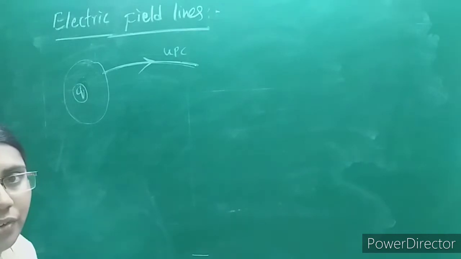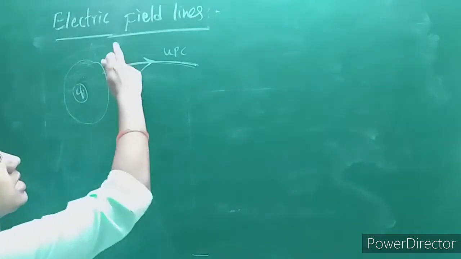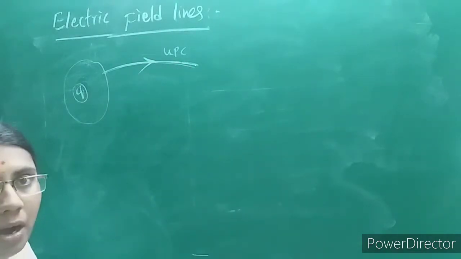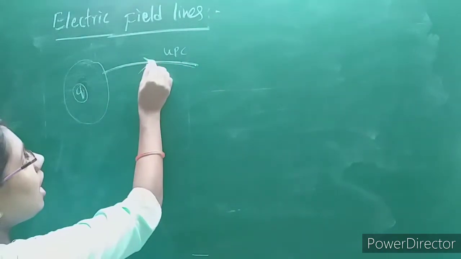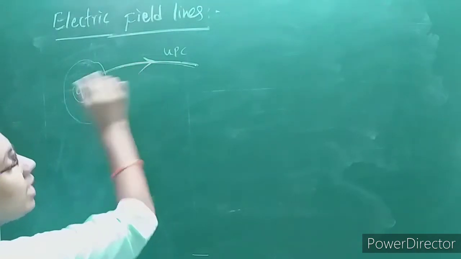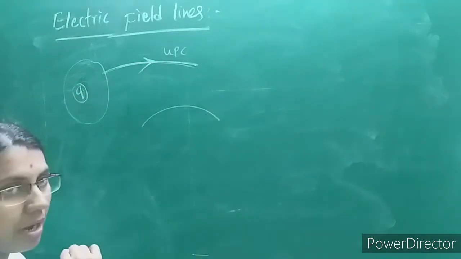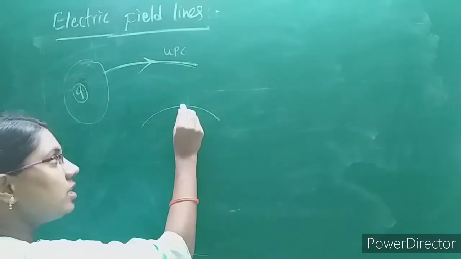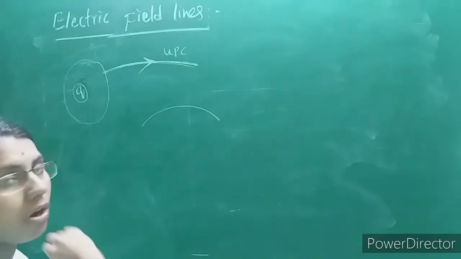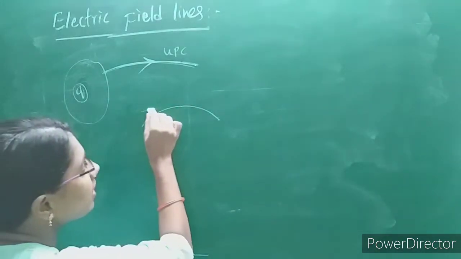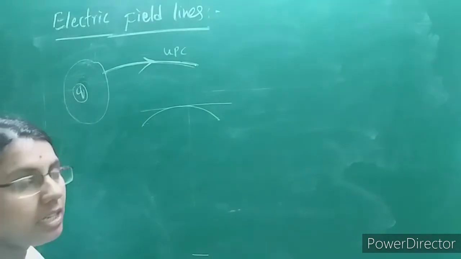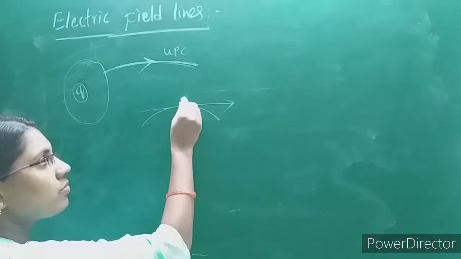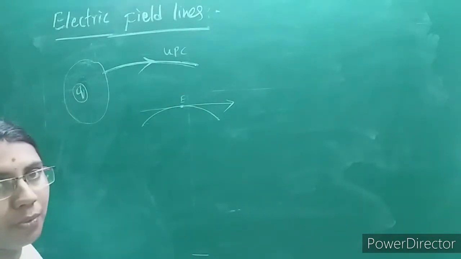And in another way, we can also say electric field lines are curved paths such that at any point on that path, suppose this is a curved path, if we draw a tangent, then that tangent gives the direction of the electric field at that point.